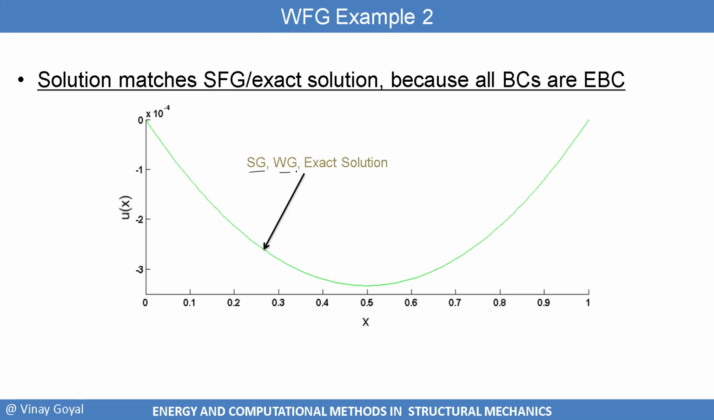all the boundary conditions of the problem in this case are essential. The strong form Galerkin has to satisfy both essential and natural, but since there is no natural, then the strong form Galerkin has to satisfy everything. So that's why the weak form, strong form and Rayleigh-Ritz will match.